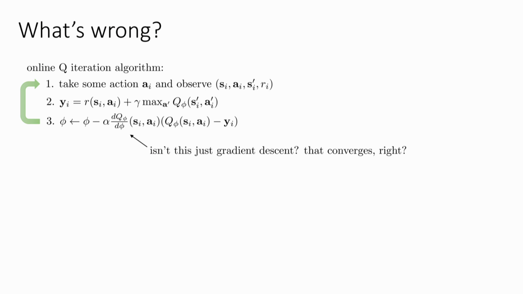What's the, yeah? Moving target? Yeah, it's a moving target. So look at this y. This y is calculated using Q phi. Now when we calculate the gradient here, we ignore the fact that this y depends on phi. So that's not actually gradient descent, even though it looks like there's a little derivative operator.